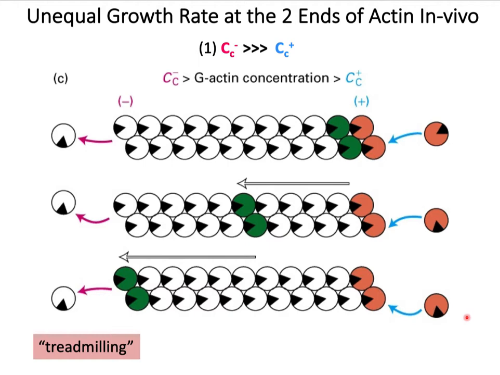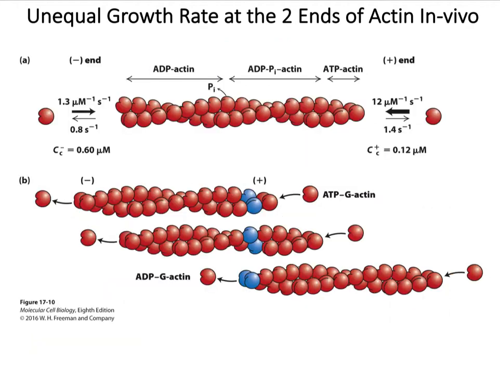So the first reason for unequal growth at the ends in vivo is the difference in the critical concentration of the minus and plus ends. This is what it looks like with the numbers. Kinetic experiments have shown the rate of addition of ATP G-actin is 12 micromolar per second at the plus end and 1.3 micromolar per second at the minus end.